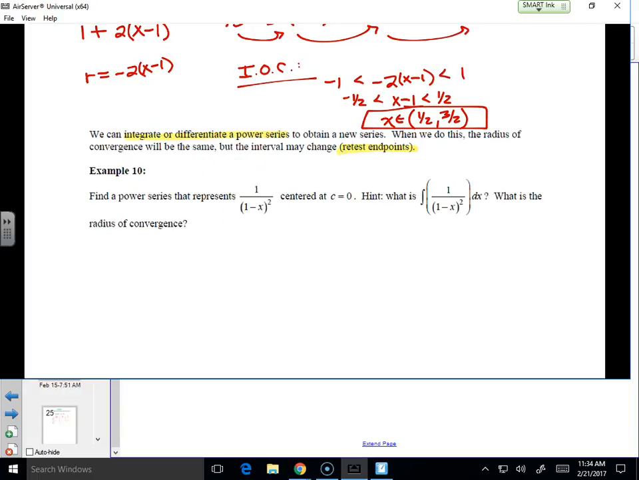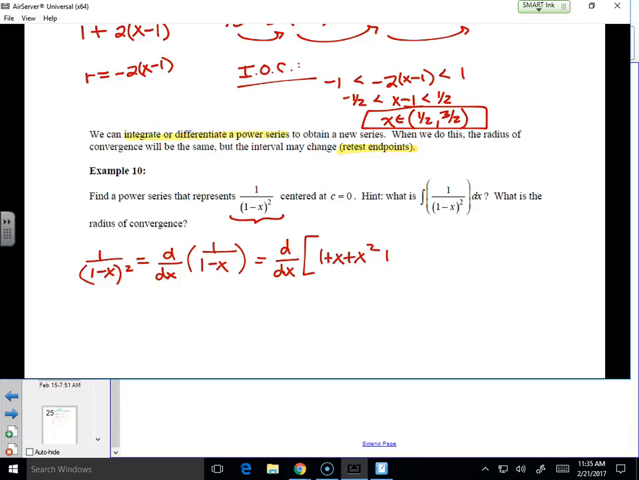and if this just says you can integrate or differentiate power series, then can't we say that this guy is equal to the derivative of this guy, which means we want to differentiate this guy's series, and what is that derivative going to be? 0 plus 1 plus 2x plus 3x squared plus... That's cool.